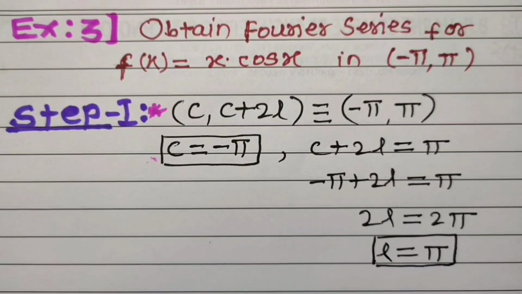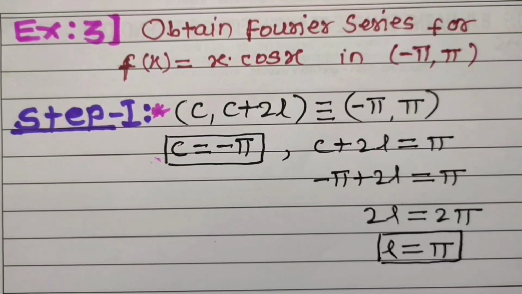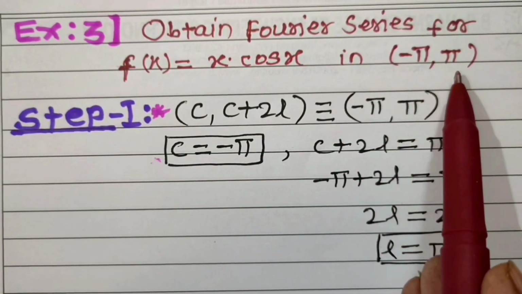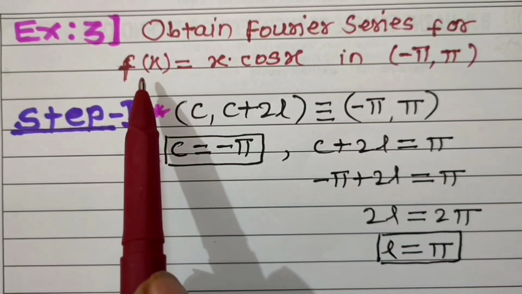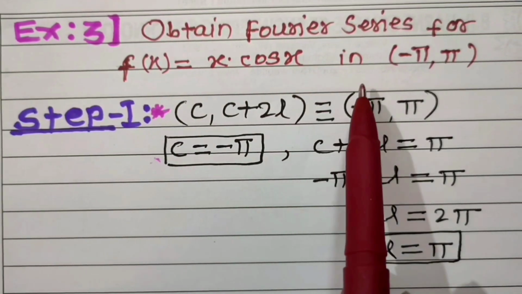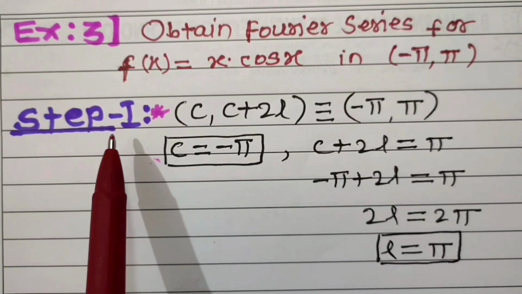Let us solve example number 3. Obtain Fourier series for f of x is equal to x into cos x in minus pi to pi. We have to obtain Fourier series expansion for the function x into cos x in the interval minus pi to pi. Now as usual method, step number 1.